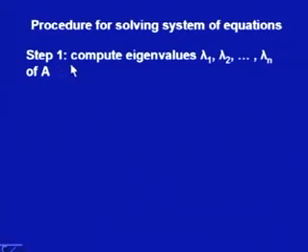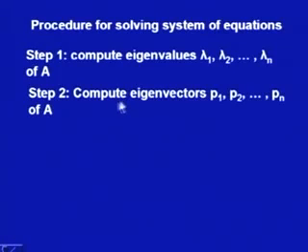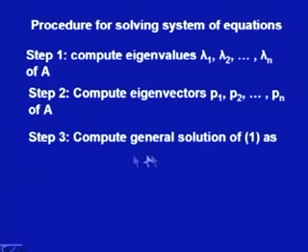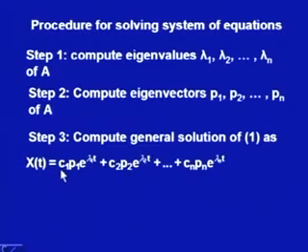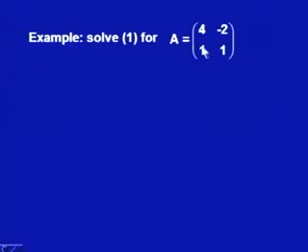According to this, step 1 constitutes the computation of eigenvalues lambda 1, lambda 2, ..., lambda n of the given matrix A. In step 2, we compute the eigenvectors P1, P2, ..., Pn of A corresponding to the eigenvalues lambda 1, lambda 2, ..., lambda n, and step 3 is we compute the general solution of (1) as x(t) equal to C1 P1 e^(lambda 1 t) plus C2 P2 e^(lambda 2 t), and lastly Cn Pn e^(lambda n t). We illustrate this procedure in this example.